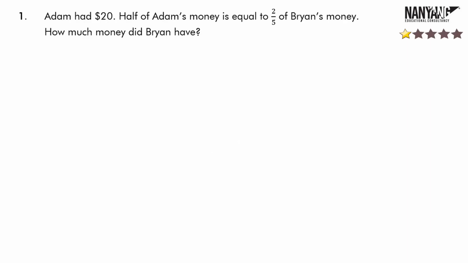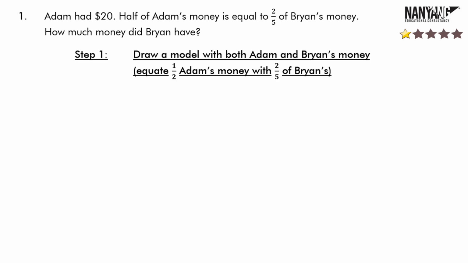So Adam had $20. Half of his money is equals to 2/5 of Brian's money. How much money did Brian have? So our first step would be to draw a model. With both Adam and Brian's money, we equate half of Adam's to 2/5 of Brian's. So we draw a model as such.